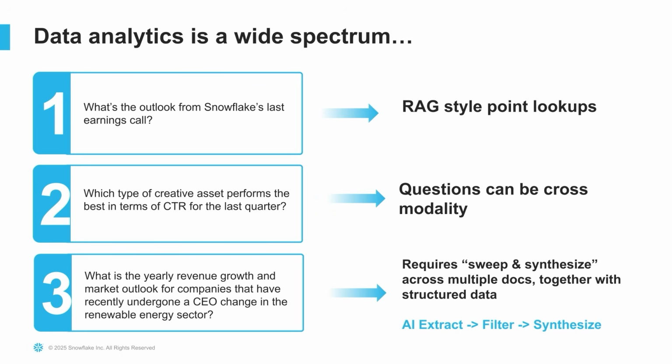Now, what about question number 3 that we saw, which was a little more involved? On first look, maybe I want to filter by the companies in the renewable energy sector, the companies that have undergone a CEO change, and then do a bit of yearly revenue growth calculation. And the market outlook needs a summary from multiple different sources, right? Well, let's see how this can be done through AI SQL.